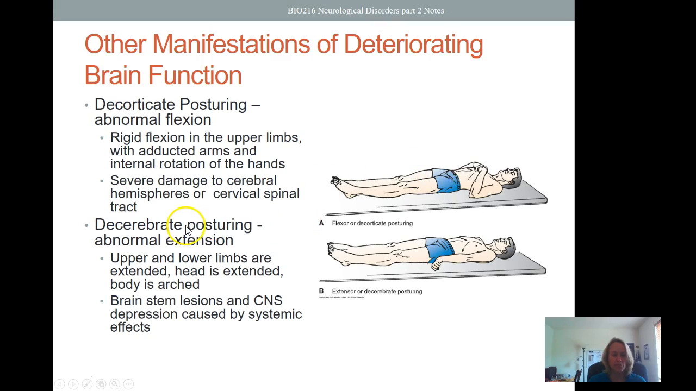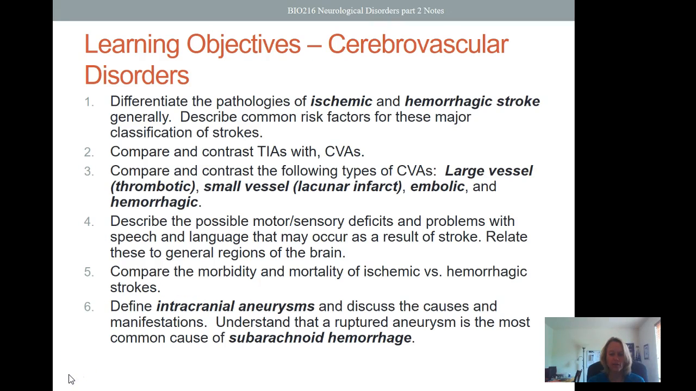Decerebrate posturing is when we have abnormal extension. And here the upper and lower limbs are extended, the head is extended, and the body is arched. This indicates brainstem lesions and central nervous system depression caused by systemic effects. Okay, moving on, we're going to talk about cerebrovascular disorders.